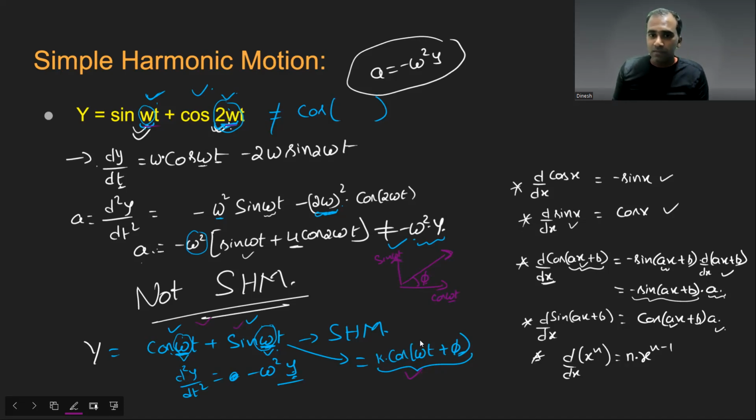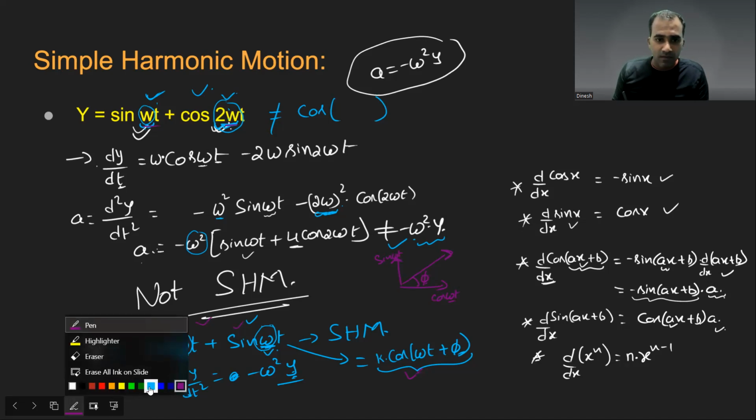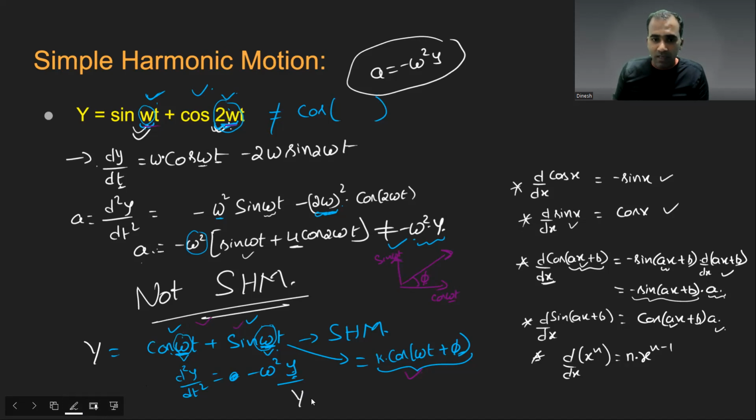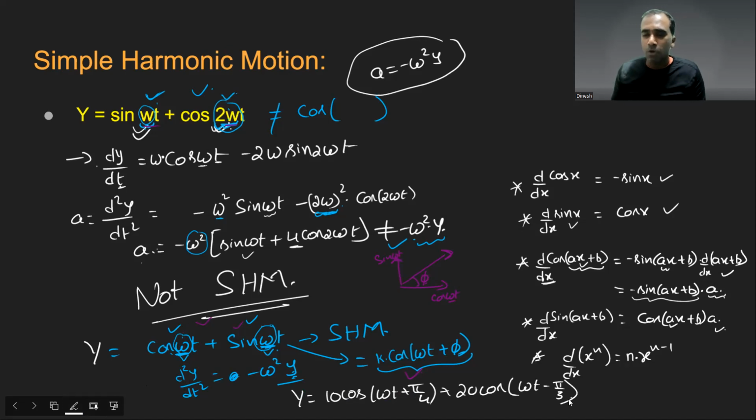I guess you're following. I'll ask you one more. Y equal to 10 cos(omega t plus pi by 4) plus 20 cos(omega t minus pi by 3). Will this be SHM or not?